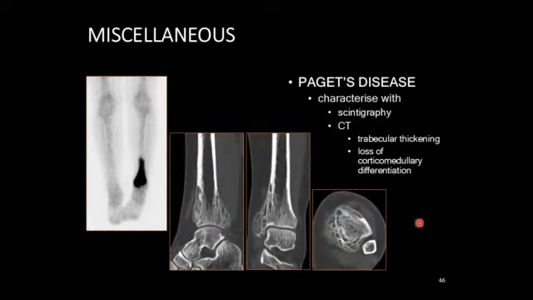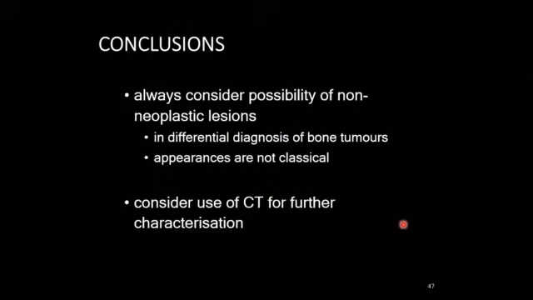This is another example of Paget's disease. You can see on the scintigraphy it shows active uptake, and on the CT scan you'll see the trabecular thickening with loss of the corticomedullary differentiation, as we said a minute ago. If it is monofocal, it can be difficult. Usually it is multifocal in nature.